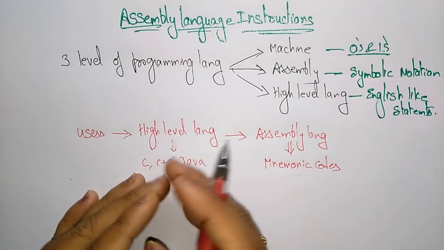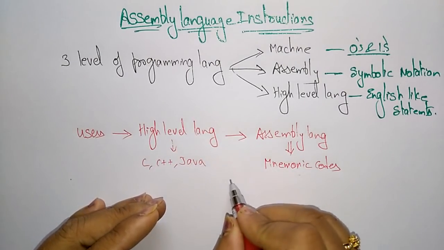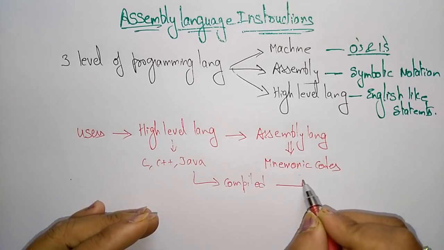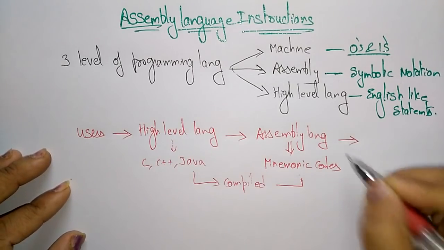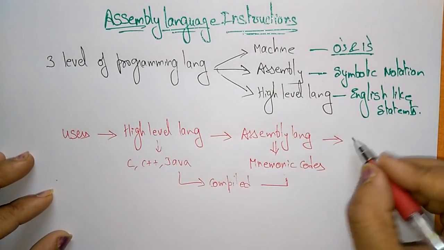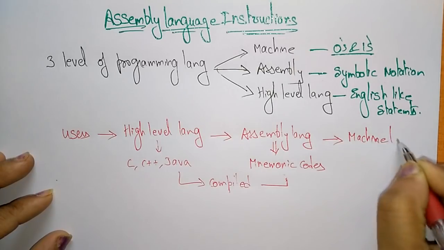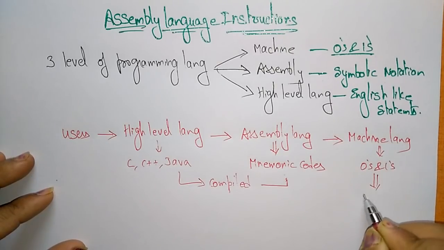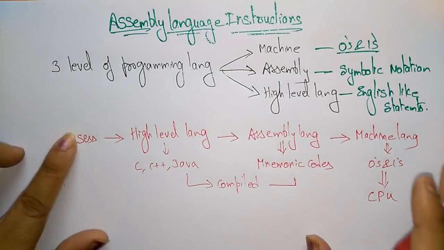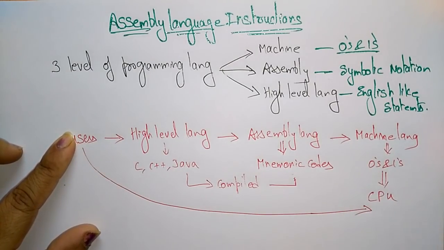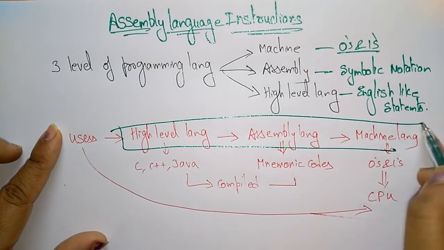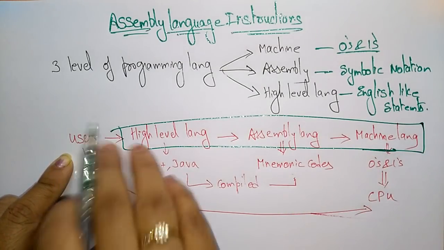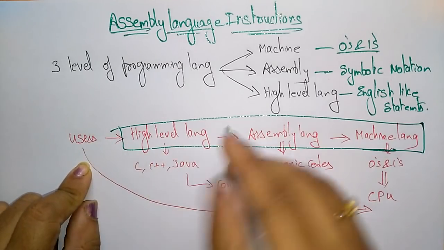The high level language, whatever we have written, will be compiled. This high level language is compiled and converted into assembly language. After that, assembly language, after interpreting, is converted into machine language. Machine language means in the form of zeros and ones. Then it can be understood by the central processing unit, the CPU. So the user wants to communicate with the CPU with the help of these 3 languages.